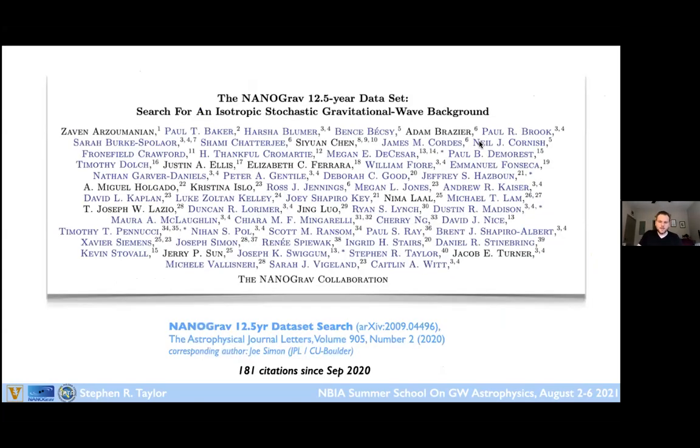So what did we actually find in this NANOGrav 12.5 year search? Well, it generated a lot of excitement. It was a search for an isotropic stochastic gravitational wave background. It was put up on arXiv in September 2020, and since that time, it's had 181 citations. You'll find it in the Astrophysical Journal Letters. The lead author was one of my colleagues in NANOGrav, Joseph Simon, who was at JPL, but is now at CU Boulder.